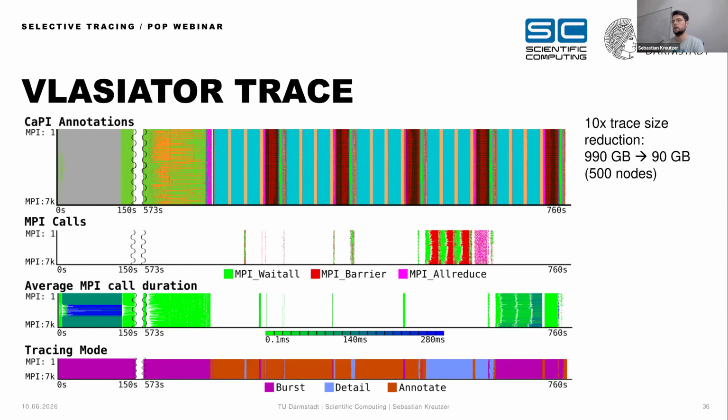And you can see that only for the third time step, we record everything in detail, which you can also see in the tracing mode below. It shows whether we are in burst mode, detail mode, or just annotating. And below the MPI calls, we're also showing the average MPI call duration. For that, we can see that in regions where we only recorded in burst mode, we still get that information. So for the initialization phase, we don't have the individual MPI calls, but we have the summary of the call durations in bursts.